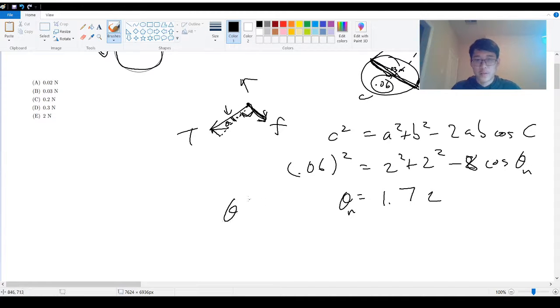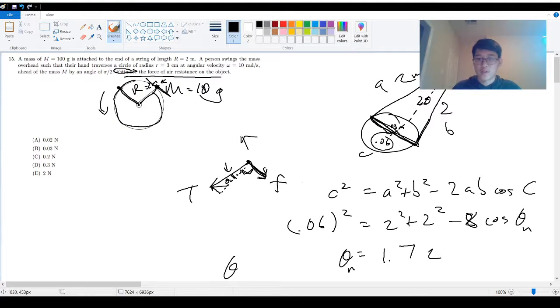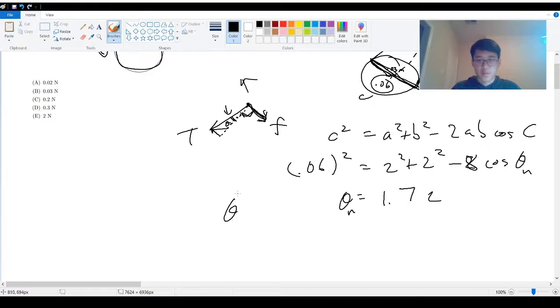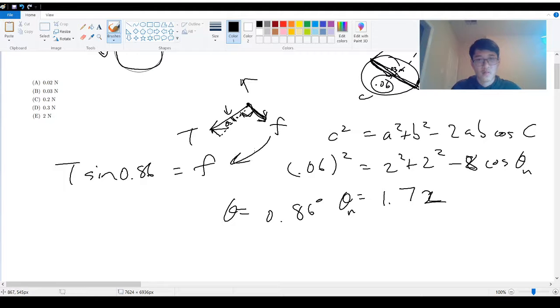So that means that theta is just half of that angle, right? What we calculated was just 2 theta, right? So theta is equal to this divided by 2, which is approximately 0.86 degrees. So that means that tension times sine of 0.86 is equal to this force of air resistance.